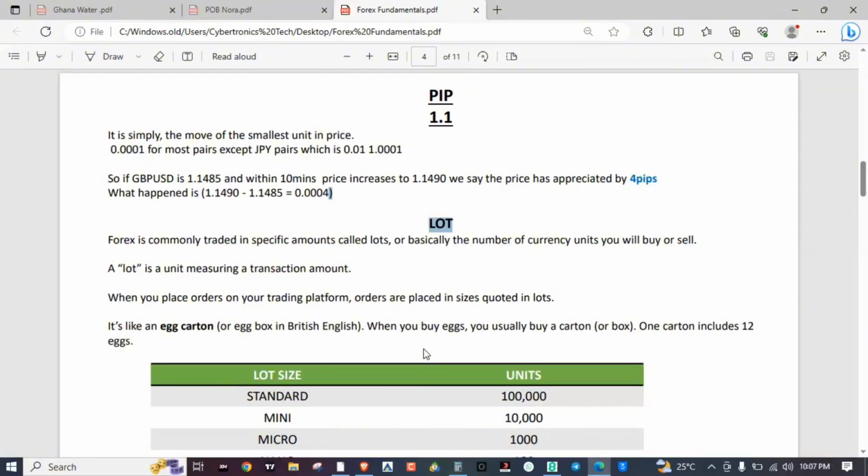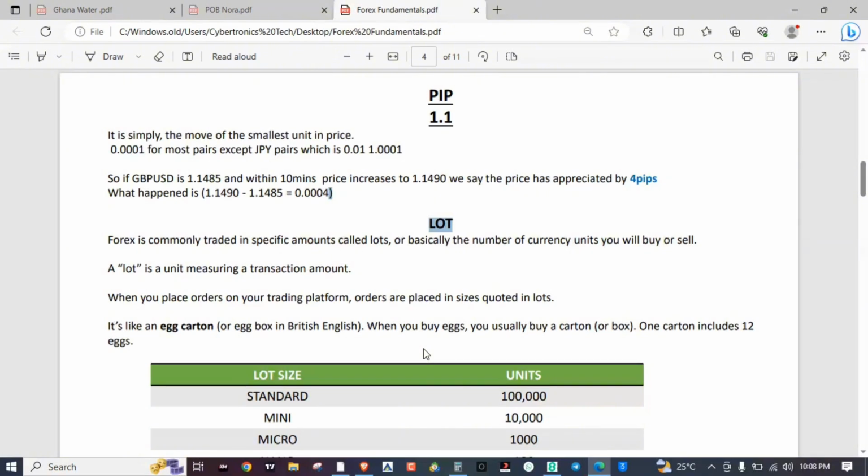It is like an egg carton, or egg box in British English. I don't know for US, I think yours is in crates or something like that. When you buy eggs, you usually buy a carton or a box. One carton includes 12 eggs. So what it is trying to say here is in the Forex market, the assets are being traded in units.